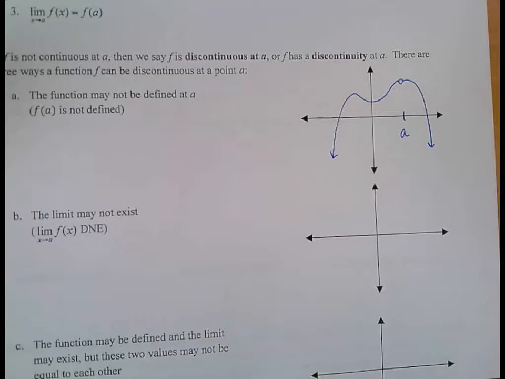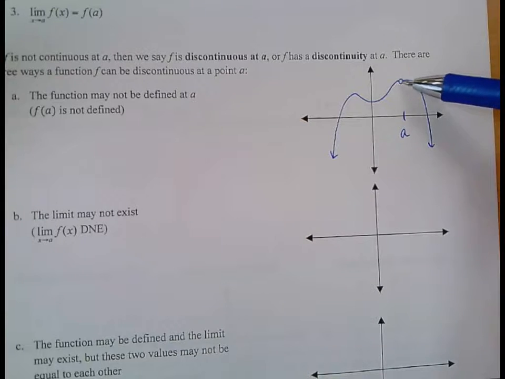So there's no actual value of the function at a. There would just be a hole in that graph. So notice in this case, the limit still exists. The limit would still be whatever this value is here, but the function value doesn't exist.